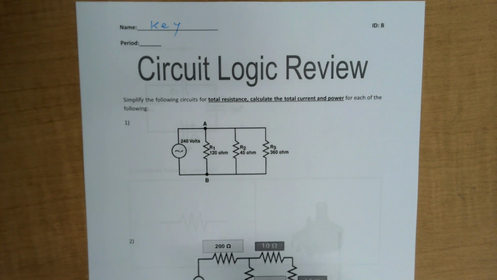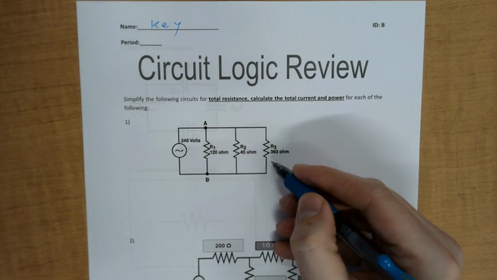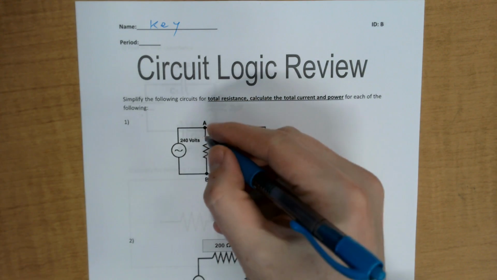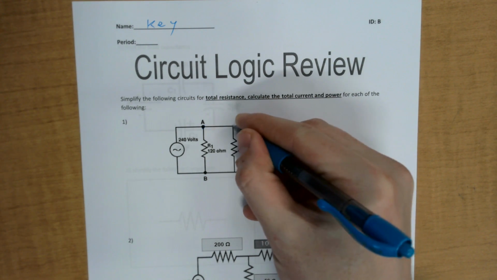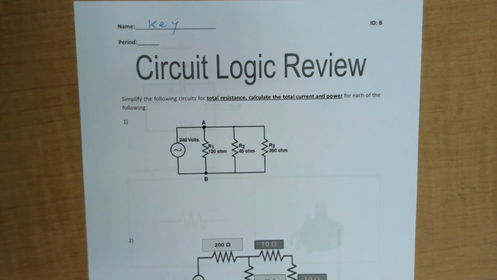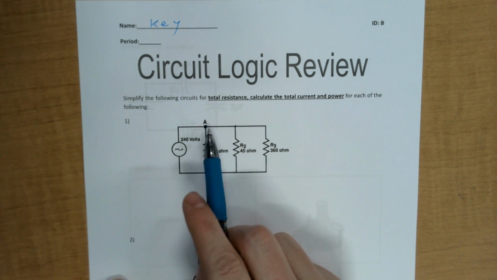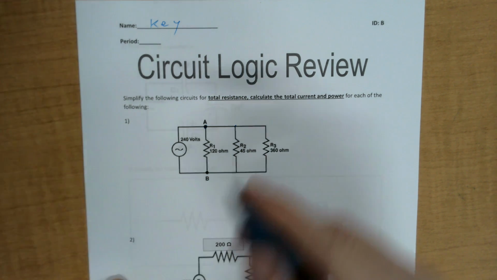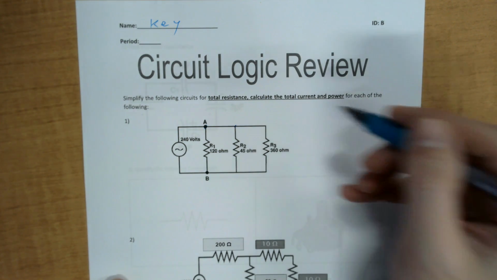This one you guys should probably see quickly is a parallel because it has 3 parallel resistors. Also it has branching paths. If you look here or anywhere, you can go down or right, so it has branching paths. Parallel by definition. So let's go ahead and calculate total resistance, then the total current, then the total power.